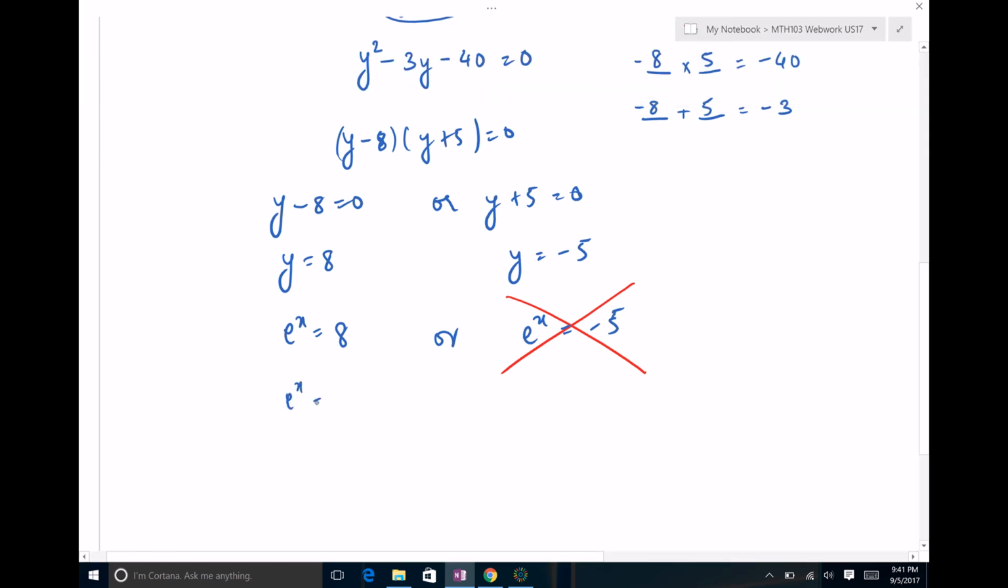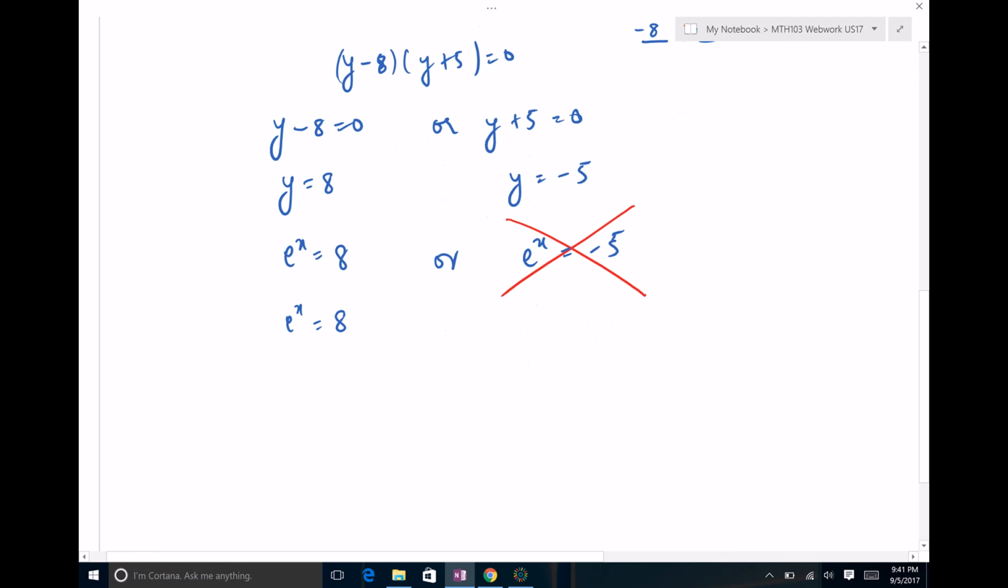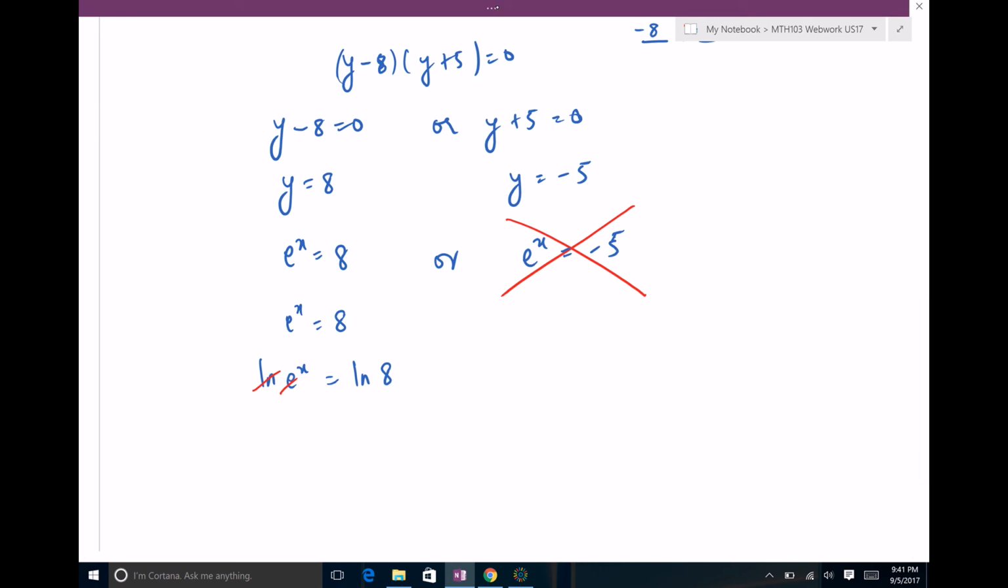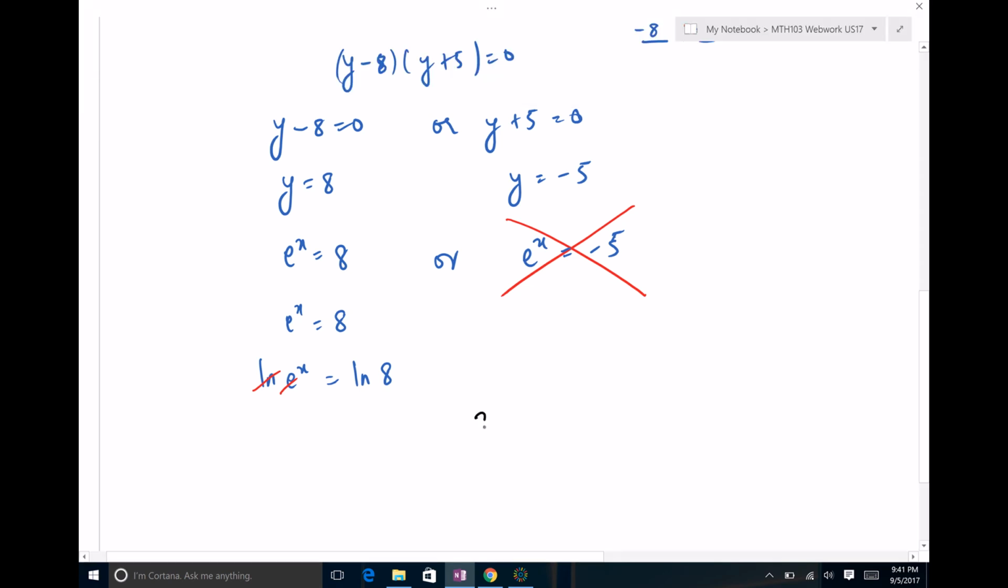Now if e to the x equals 8, what does that mean for x? I can take natural log on both the sides. So I have natural log of e to the x is equal to natural log of 8. Natural log and e cancel each other out. So what I'm left with is just the answer, which is x is equal to natural log of 8.